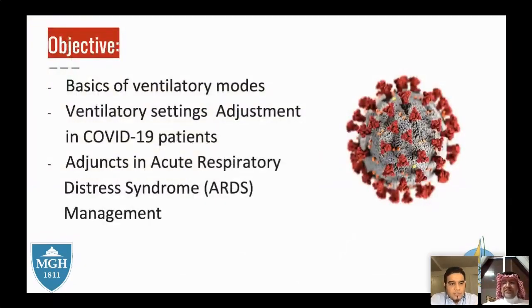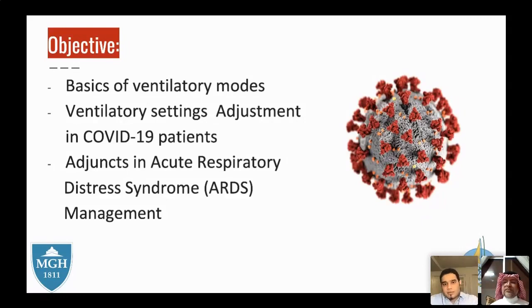The first one is going to talk about the basics of ventilatory modes, because we have different backgrounds among attendees. So what I'm going to do is start with a simple breakdown of exactly what the mechanics of ventilation are, then go into more depth, a little bit more complicated. This way, we can make sure that different backgrounds can pick up something from this presentation.